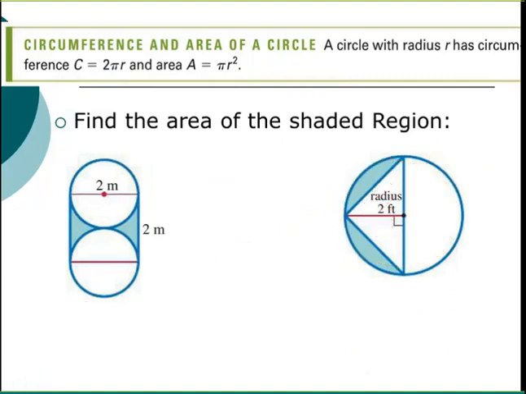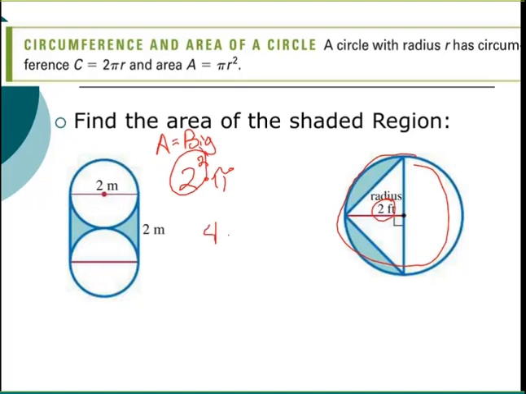The whole circle would need the radius squared and multiplied by pi to get the area of the whole circle. So this is the big circle. The area of the big circle is 2 squared pi, because my radius is 2 feet. If I square that, I get 4 multiplied by pi. That's the area of the big circle. So the whole thing's 4 pi.